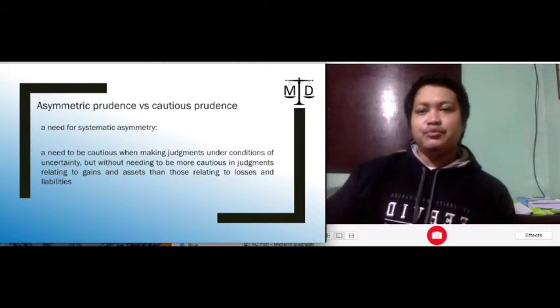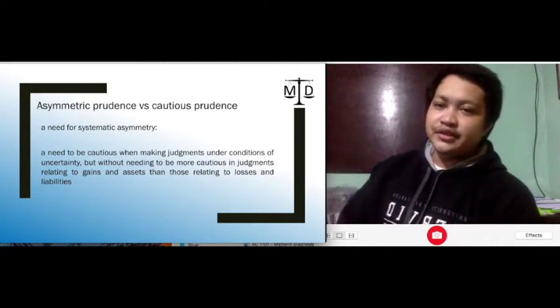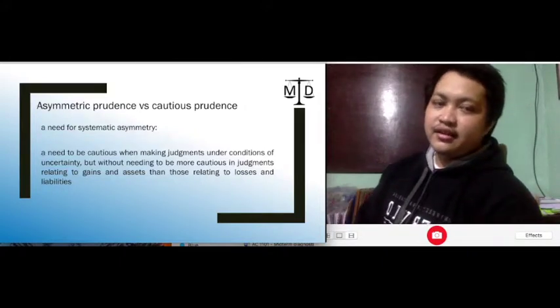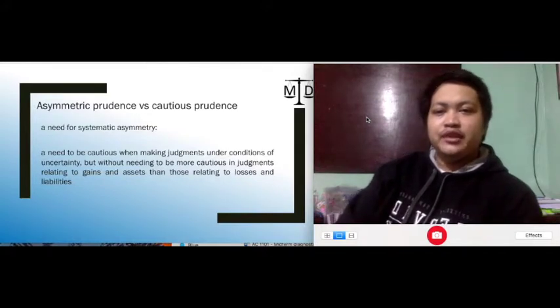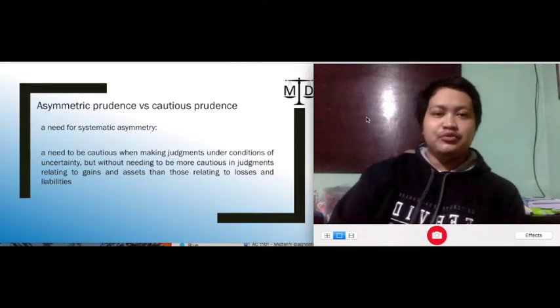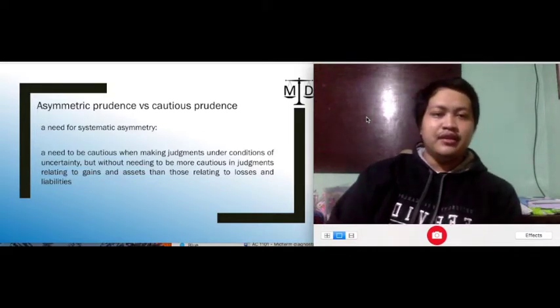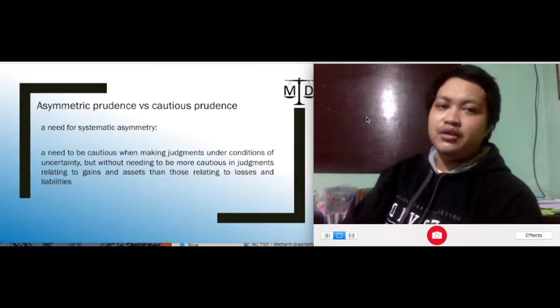On the other hand, cautious prudence is the need to be cautious when making judgments under conditions of uncertainty, but without needing to be more cautious in judgments relating to gains and assets than those relating to losses and liabilities. So basically, the main distinction between the two is that under asymmetric prudence, you intentionally choose the one that will be least favorable to the entity, while under cautious prudence, you are not taking into account whether the potential effect would be favorable or unfavorable to the entity, but the requirement is to simply exercise extreme caution.